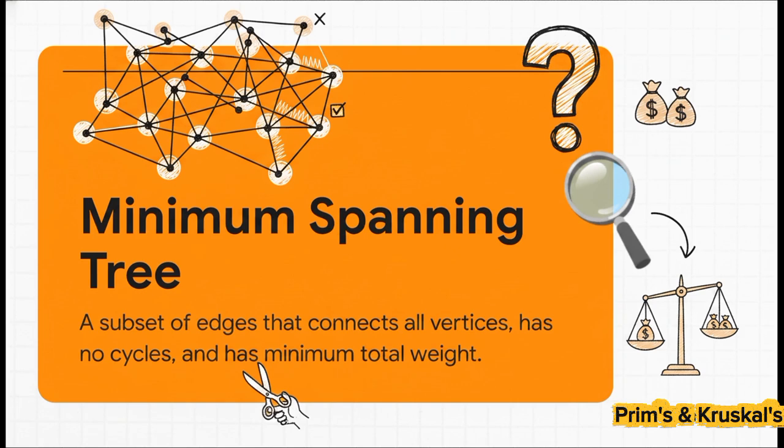A proper minimum spanning tree has to check 3 boxes. First, it has to span the graph, which just means it connects every single dot. Second, it has to be a tree, and in graph theory, that means absolutely no loops, no cycles. And third, it has to be minimum. The total cost of all the connections, we call that the weight, has to be the lowest you can possibly get. If you miss even one of these rules, you haven't found the best solution.